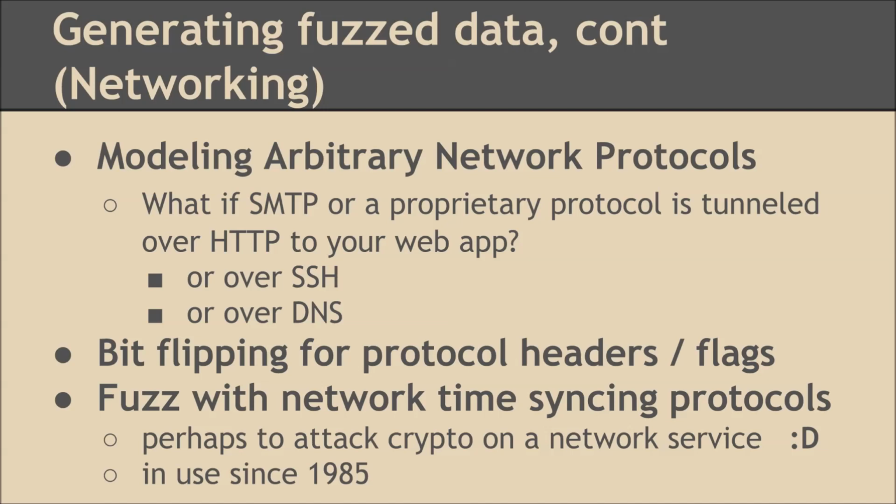Now, also for fuzzing network data, it's useful to model the network protocol that you're fuzzing. Usually you'll be able to find some sort of state machine model that you can do generational fuzzing with. But maybe you're looking at an unknown protocol and you have to model it first. In doing so, you're going to have to start identifying what the protocol headers are, what the flags are, and you're going to try bit flipping those.